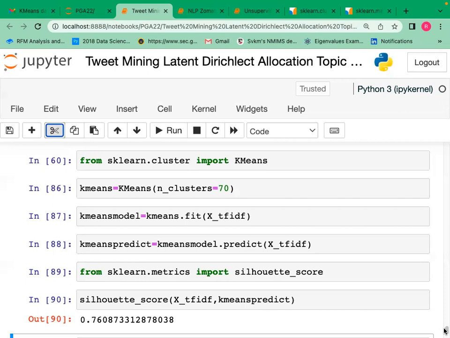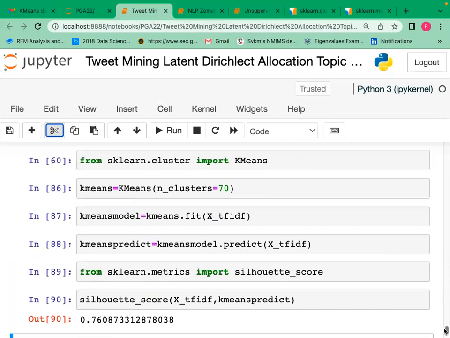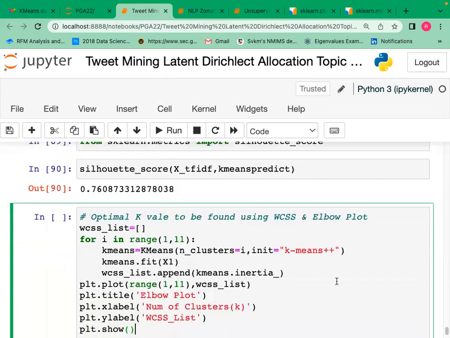So if you try to find the optimal WCSS here, can we find optimal WCSS? Control C in the tweet data. So 1 to 100 and 1 to 100. This is X underscore TF IDF.